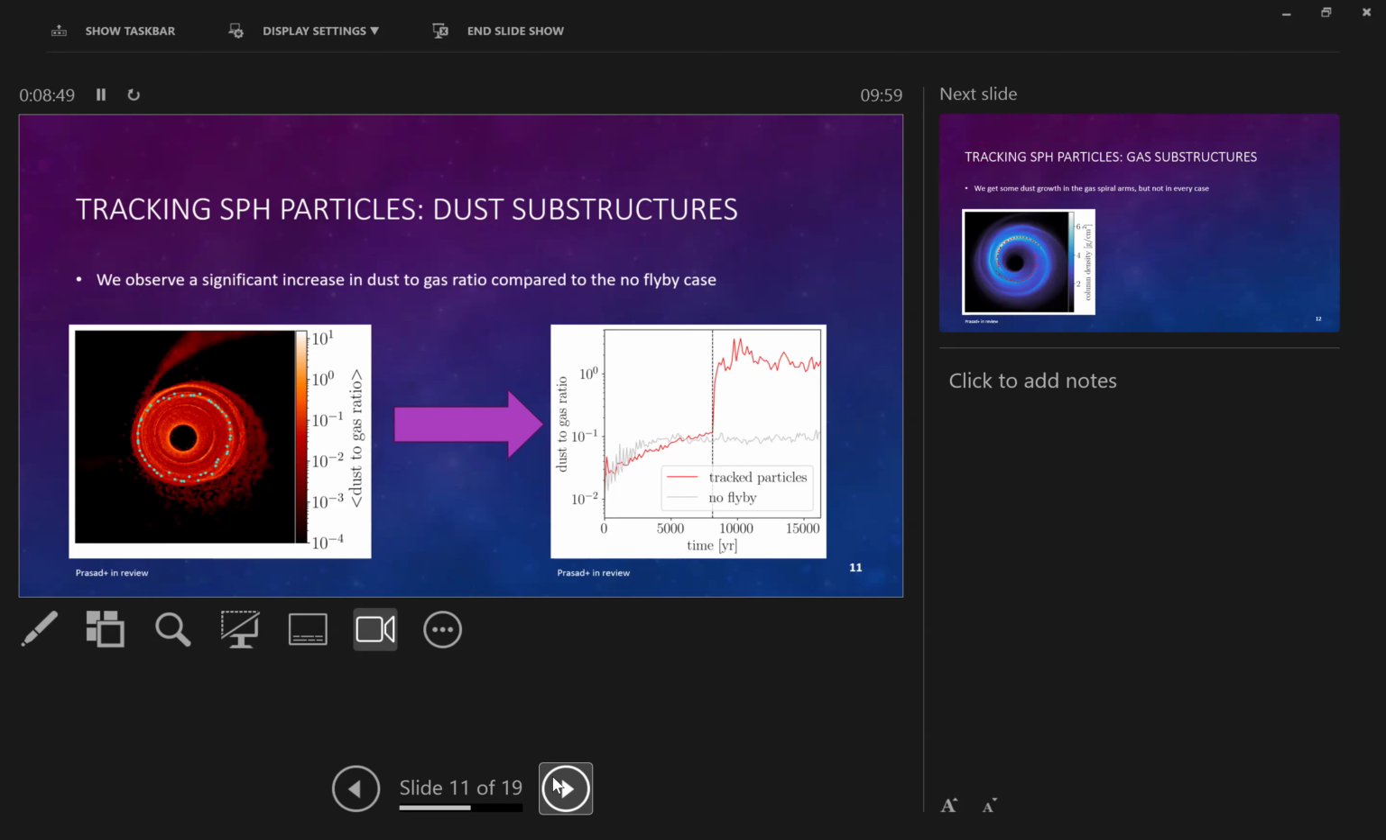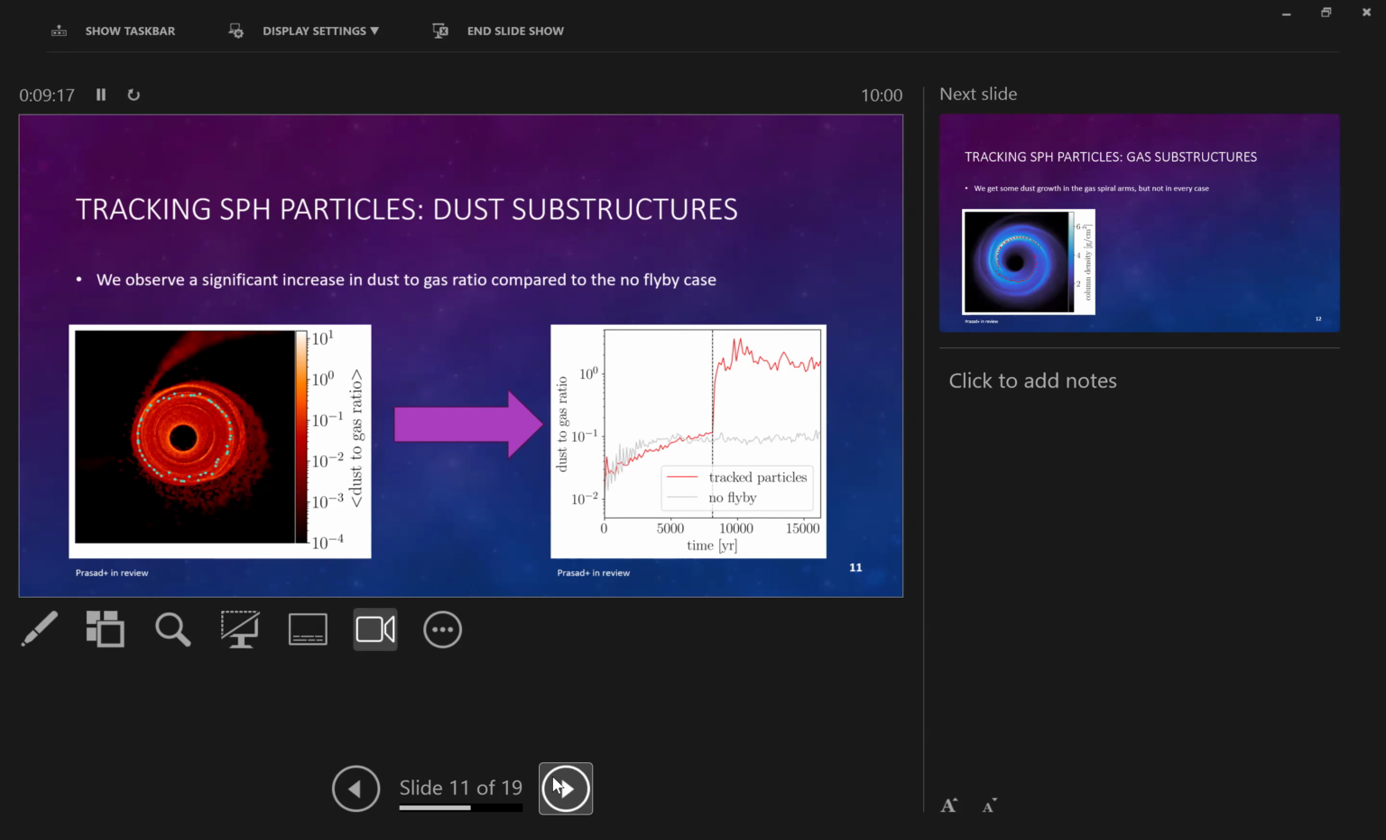And then I mentioned that I ran a control case without a flyby, and that's the gray line. And so we're comparing these particles to 50 particles at a similar radius in the unperturbed disk, and they don't have this huge increase in dust to gas ratio at periastron. And so we can see that compared to an unperturbed disk, the flyby triggers at least an order of magnitude increase in the dust to gas ratio for a prograde flyby. And so that's the dust substructures.